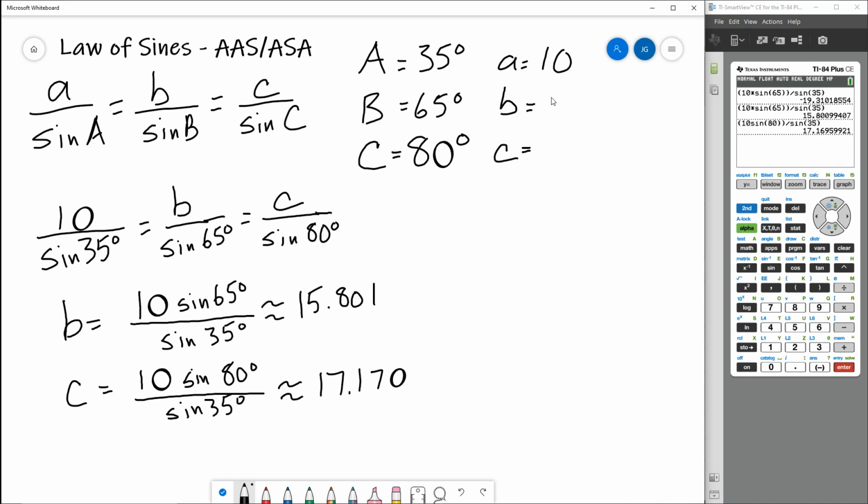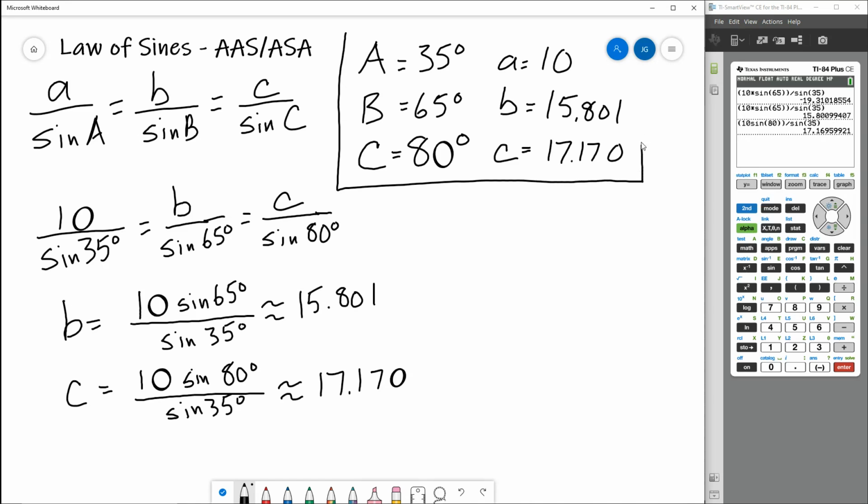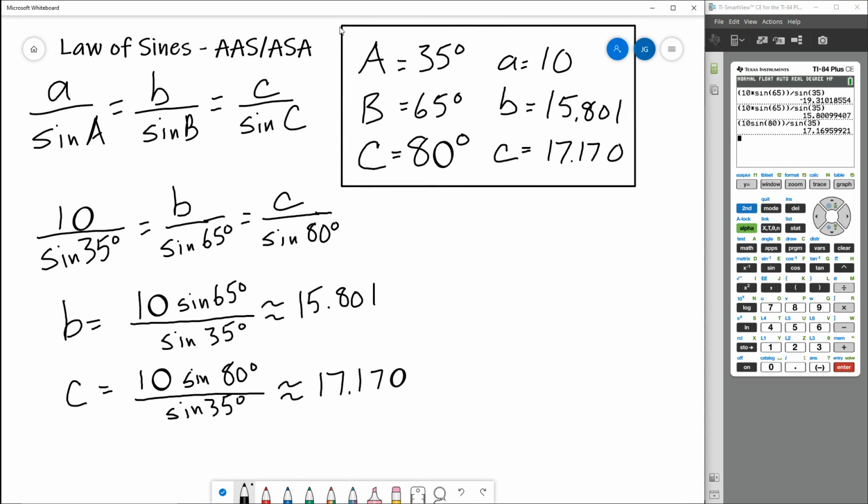So my final answer on this question would be to plug in my b and c values. And up top here, I have now solved this entire triangle. And that's how I do it. Every single time, I'm going to solve for whatever my third angle is first, set up my law of sines proportion, and then solve for b and c. And it's going to be that same equation each and every time.